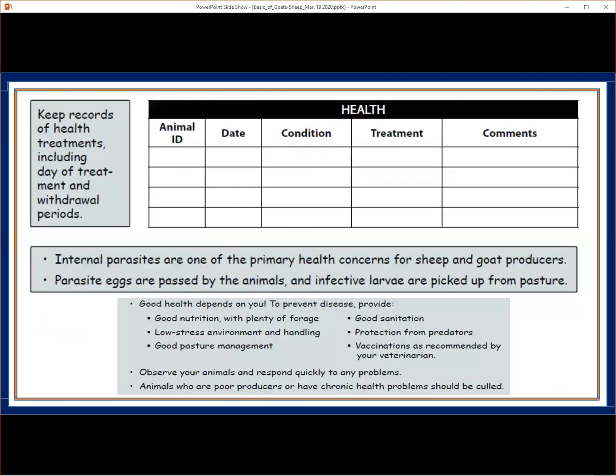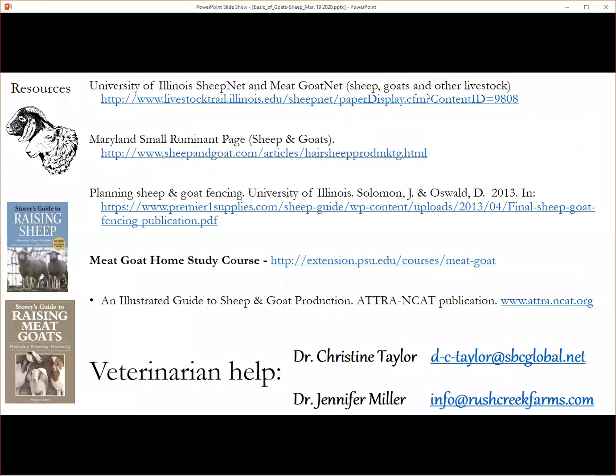If you're going to be talking to your veterinarian, she or he would want to know what records you've been keeping about the animal that you have a question about. So keep records. Records these days are imperative in sound management. It's one of the best management practices.